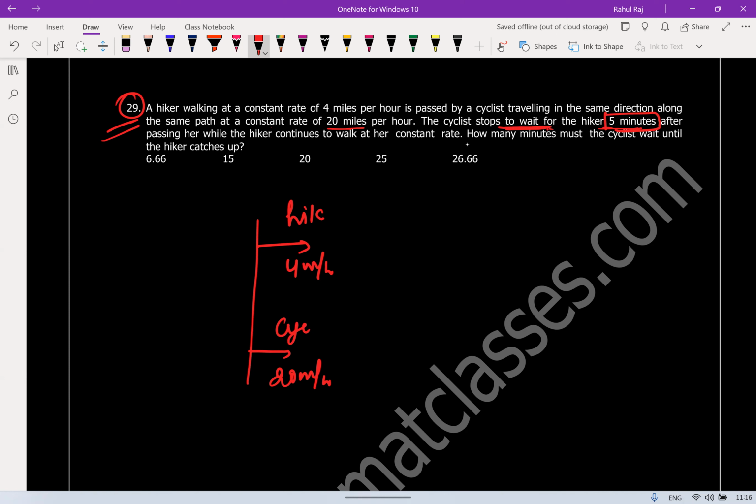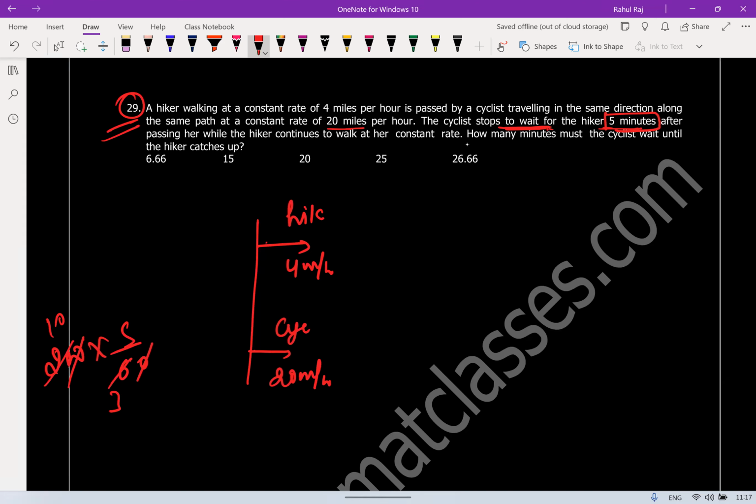So this is a point. Imagine the cyclist passes the hiker. Now the distance traveled by the cyclist in 5 minutes, because they are trying to say that once the cyclist passes the hiker, he goes for 5 minutes and he stops. So the distance traveled by the cyclist in 5 minutes is how much? 20 into 5 by 60. I'm considering it in hours.